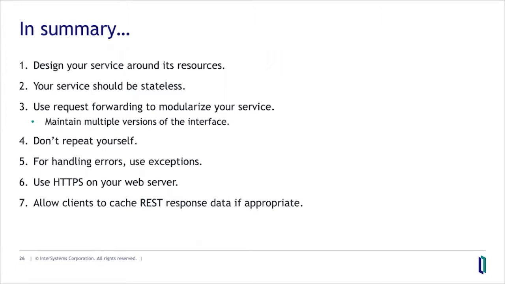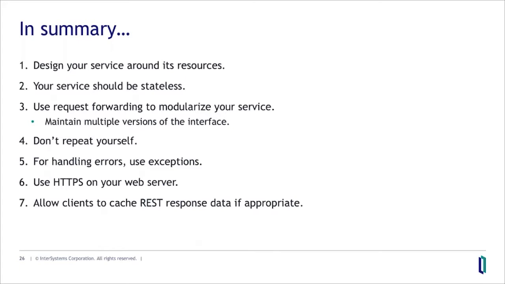So let's go over what we talked about today. We have 7 best practices here. First, when you're designing your service, you should orient the different requests around the resources, around the types of data that you know you're going to work with. If possible, your service should be stateless. All the information to handle a request should come in when that request is made.